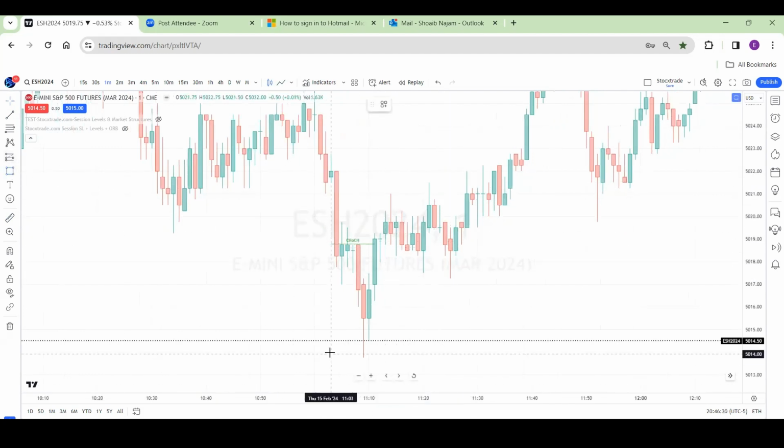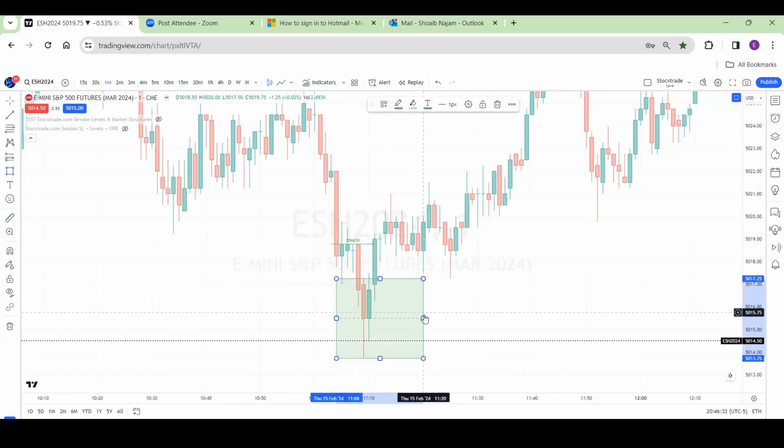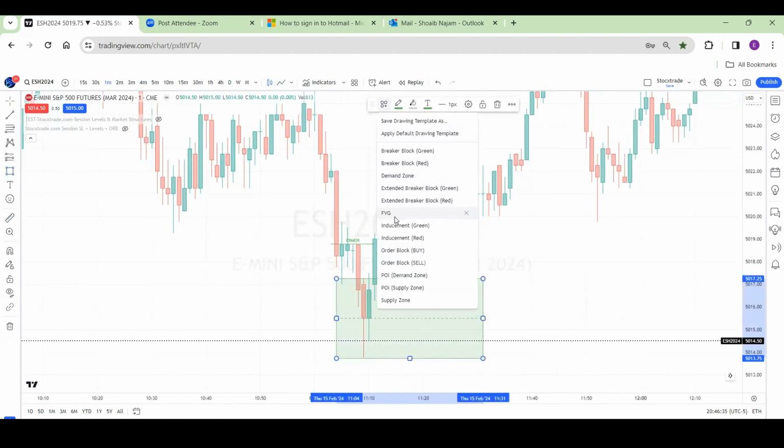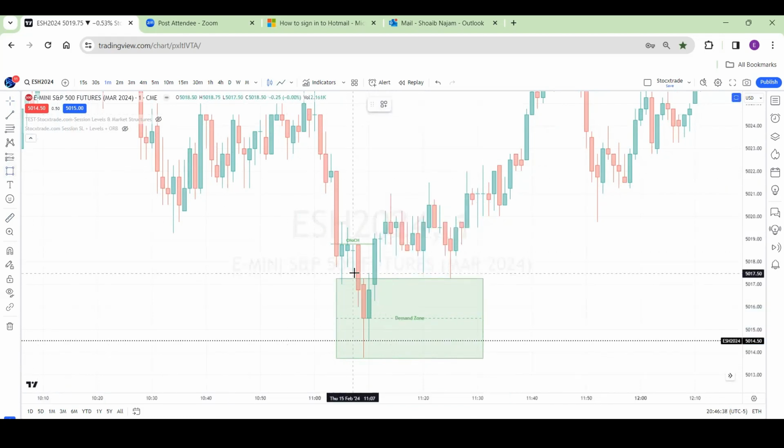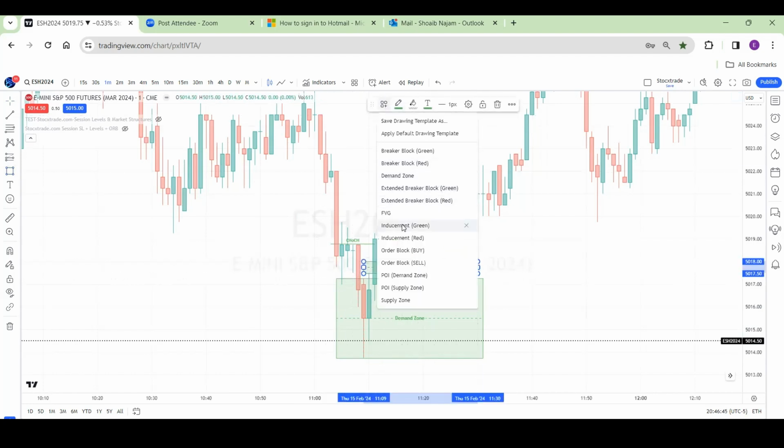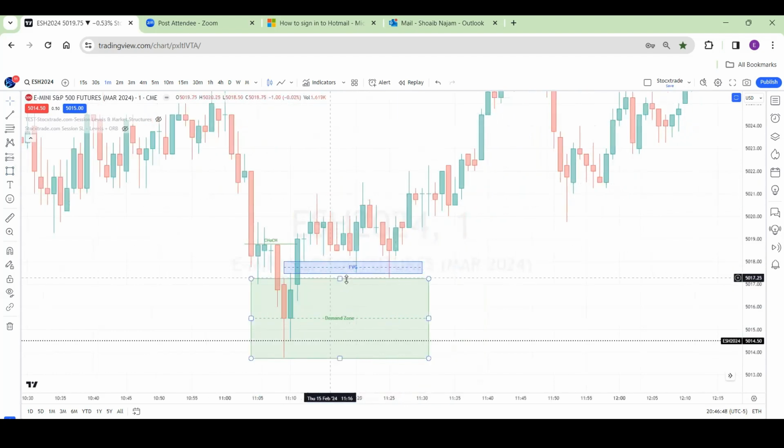You need to mark the demand zone. You need to be really quick. Just mark the demand zone. Just mark the fair value gap: first candle, second candle, third candle. If I'm wrong, tell me, okay? If you are not understanding, just stop. First candle, second candle, third candle, fair value gap. Just look at the fair value gap where you have the impulsive move.